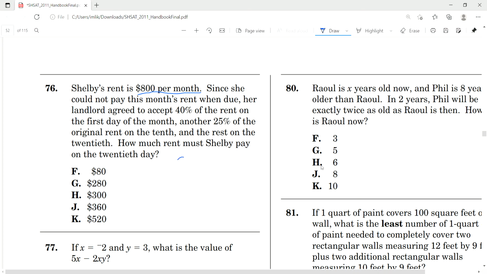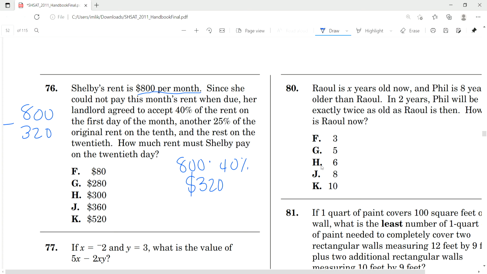So she has a total of 800, right? And she has to pay 40% of it on the first day. So let's calculate that. 800 times 0.4 is going to equal 320. So $320 is how much she paid on the first day. So out of 800, we could already subtract 320. Look at her being responsible, paying her bills.